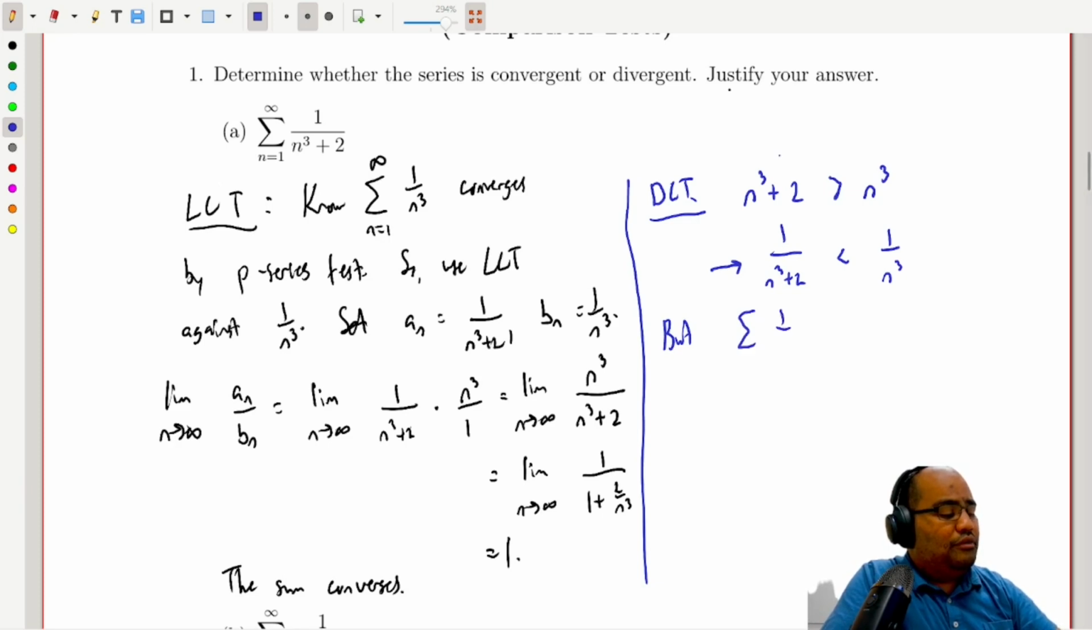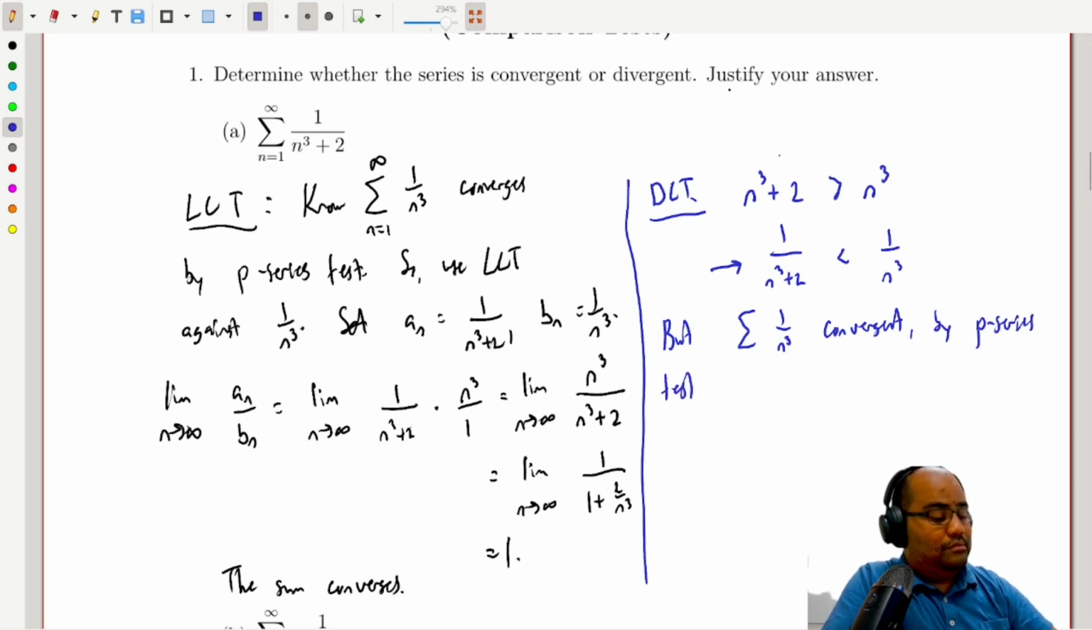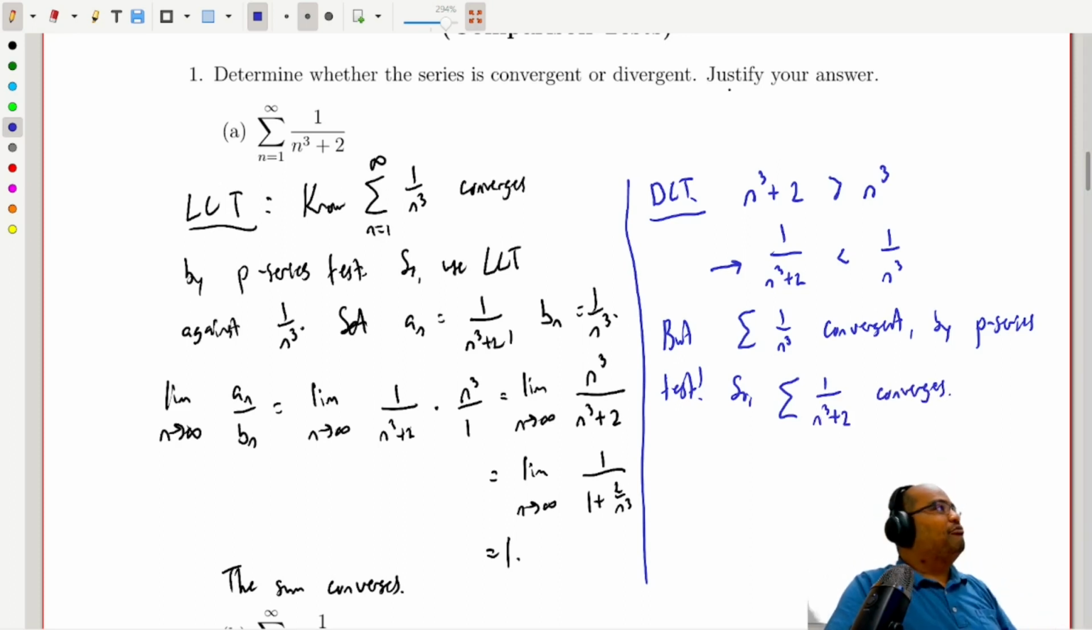But we know that this guy here, 1 over n cubed, that sum is convergent. And that's by the p-series test. So our mystery sum also converges by direct comparison. Remember that for direct comparison, if the bigger thing converges, the smaller one has to converge. And we have established this ordering just by looking at these inequalities.